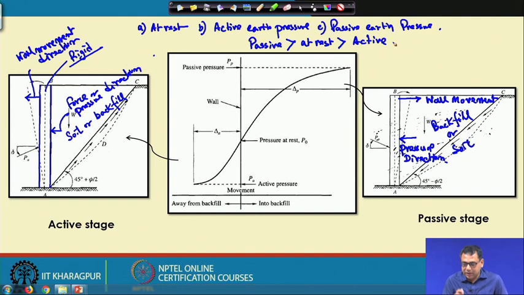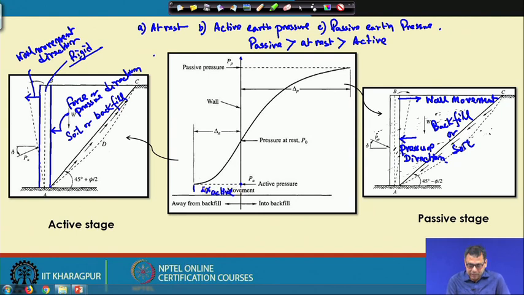Okay. So, active will give you the lowest earth pressure, then at rest, then passive. If you look at this middle figure, the x axis is the wall movement and the y axis is the pressure which is acting on the wall. You can see this is the wall movement for the active, and this is the pressure which is lowest.